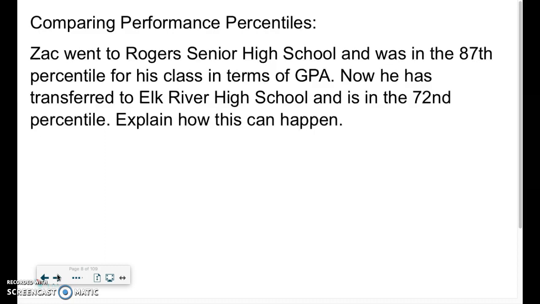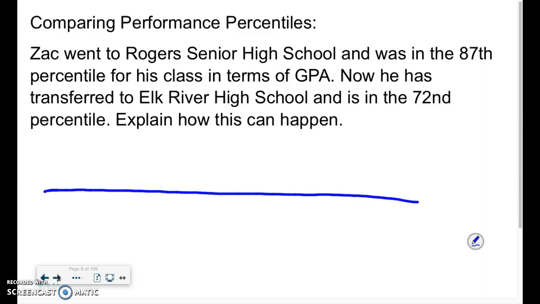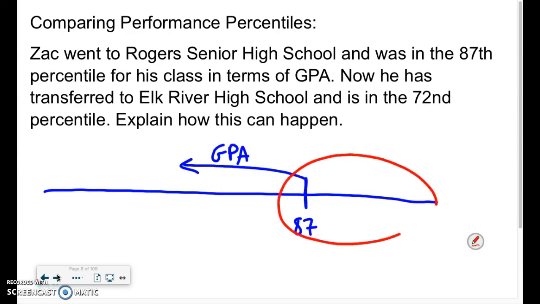Okay, now he has transferred to Elk River High School and is in the 72nd percentile. Explain how this can happen. Well, remember, we're looking at an ordered list. So let's say that he was here at the 87th percentile. That means he was scoring better with GPA than 87% of the other kids, or the same. When he comes to Elk River, maybe there's more people who have a higher GPA than he does. So he is going to be 72 in the list for GPA.